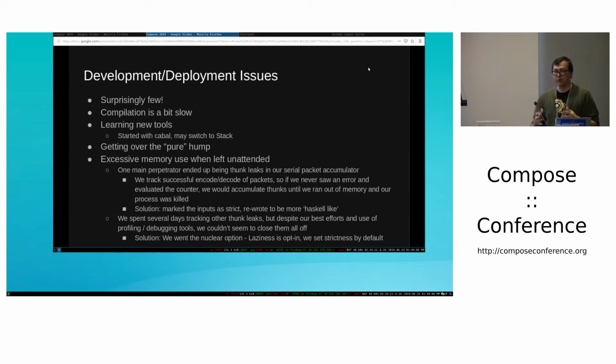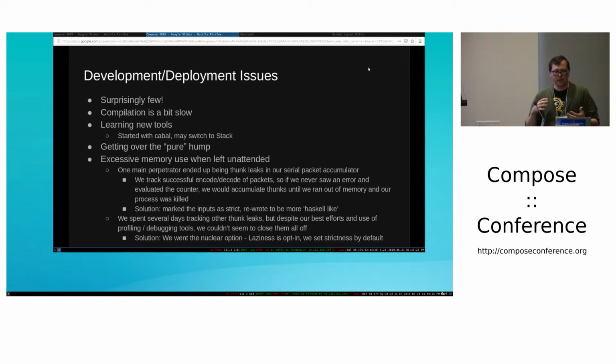But the big thing that really bit us, and it actually almost tanked the project, was excessive memory use. Like Lianne pointed out, we have a lot of processes running, and all these processes run 24/7. So we never shut them down if we can help it. And so we ended up having a really bad thunk leak in a serial packet accumulator. I didn't know what a thunk was. I had to look it up. I was on Stack Overflow forever.